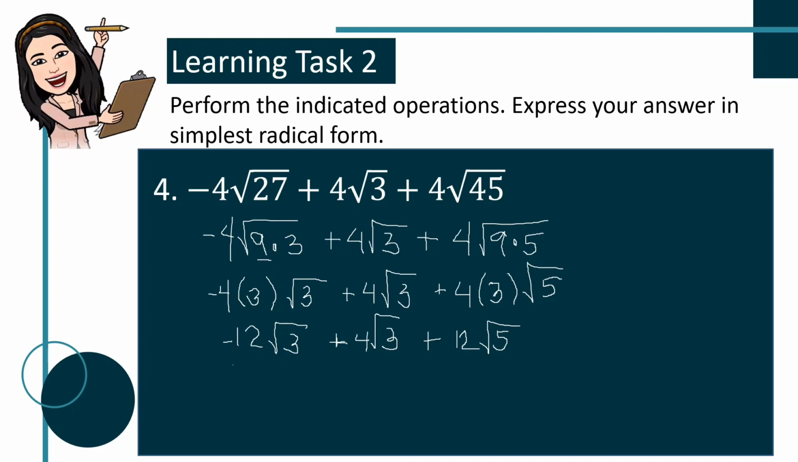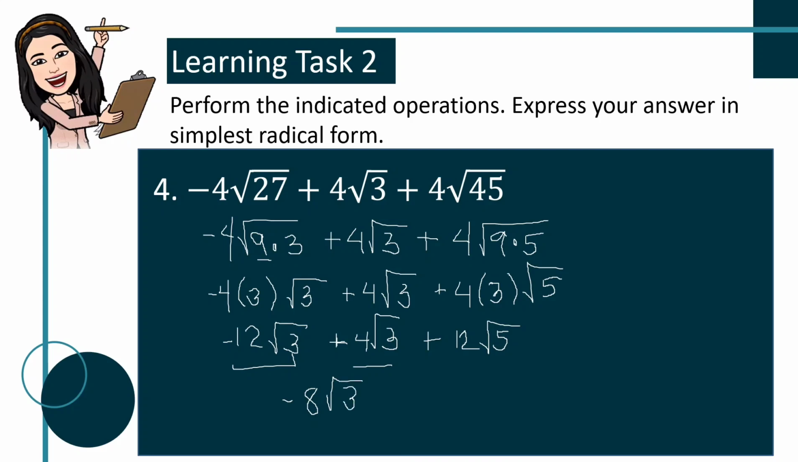Very good. So, this one and this one. Why are they similar? They have the same square root of 3. So, this is what we can perform. What is negative 12 plus 4? That would be negative 8. Very good. So, negative 8, and then we just copy square root of 3.